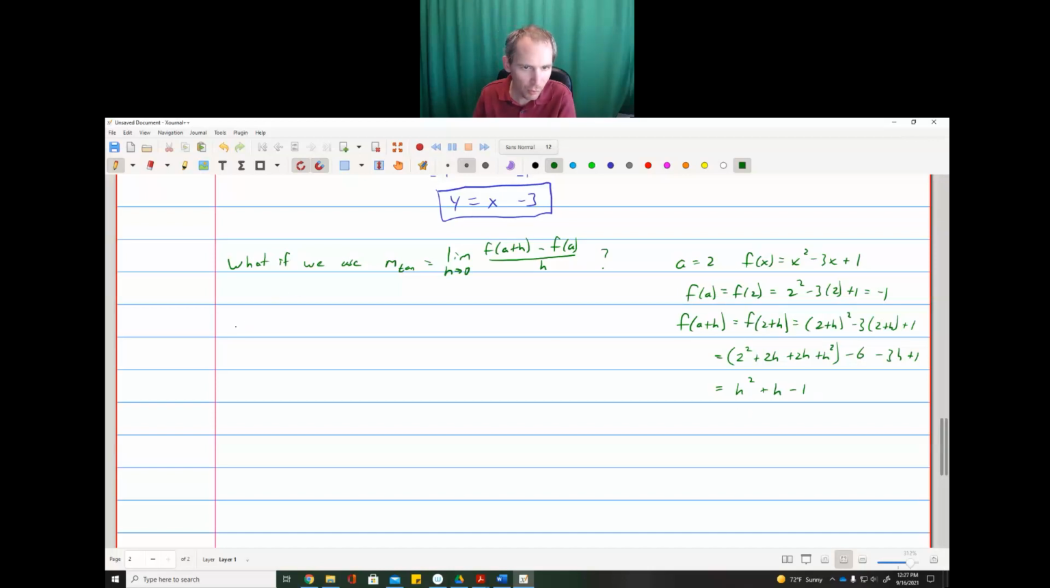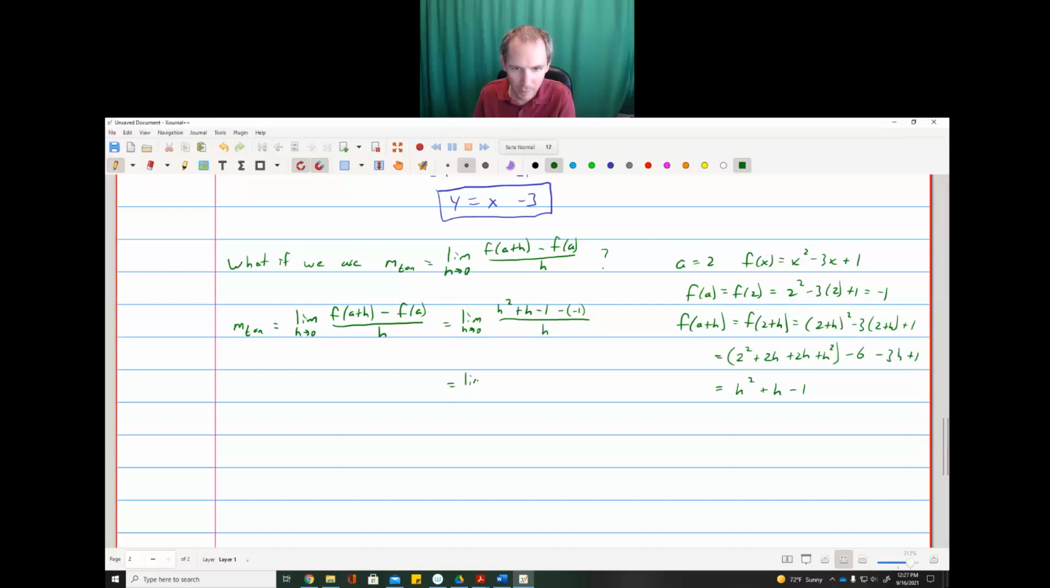Okay, so the slope of the tangent line is going to be the limit as h goes to 0 of f of a plus h minus f of a all over h. We said that f of a plus h, I simplified that already. Let me rewrite my limit real quick. That's h squared plus h minus 1. F of a we said is just negative 1. Okay, negative 1 minus negative 1 gives me 0.